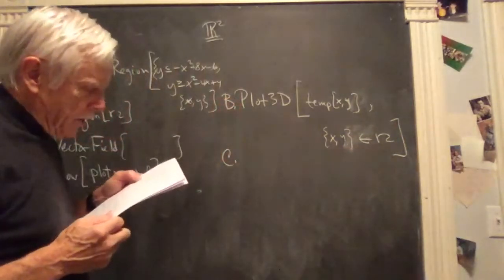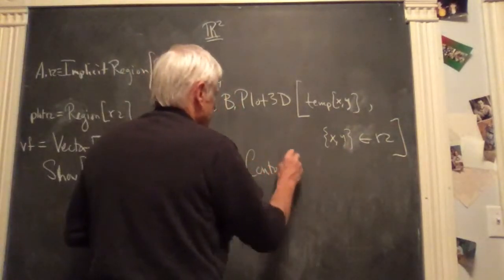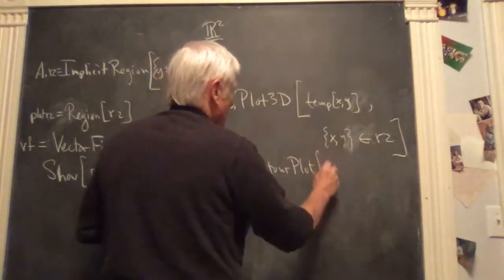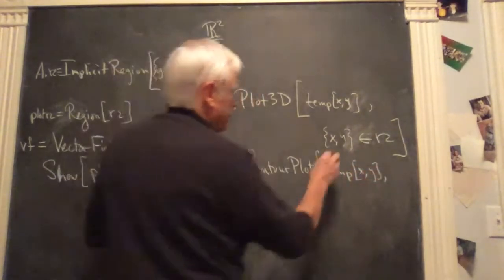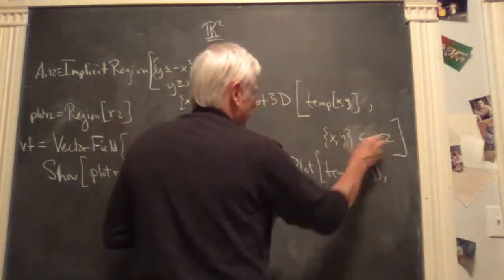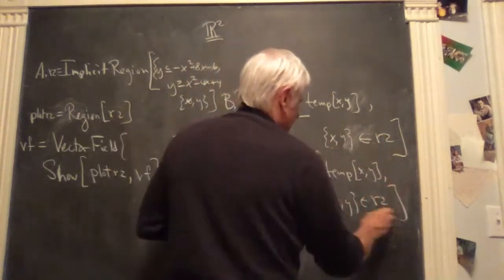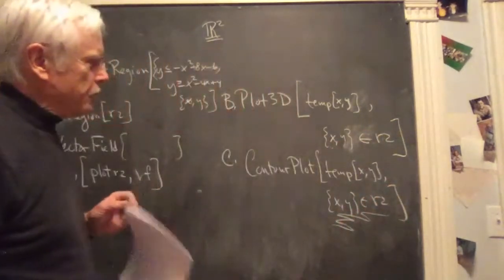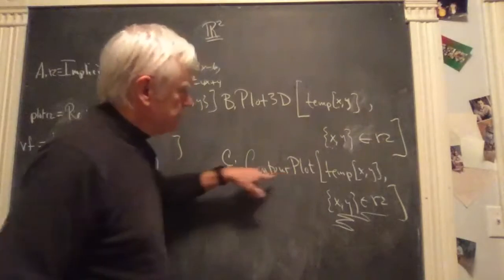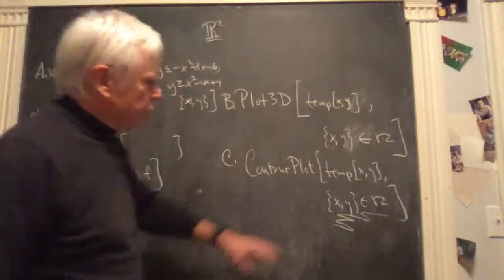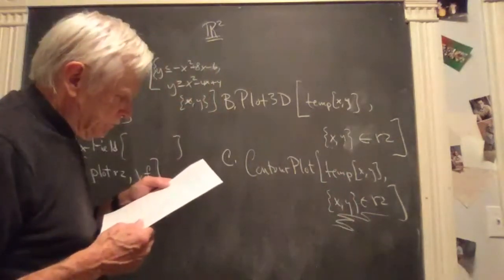C, create a contour plot. So this is plain old contour plot of the temperature function. And I forget the syntax. It might be the same, but I'm a little suspect about the syntax. And it is ContourPlot. And you can specify the number of contours if you want, or just let it pick for you.